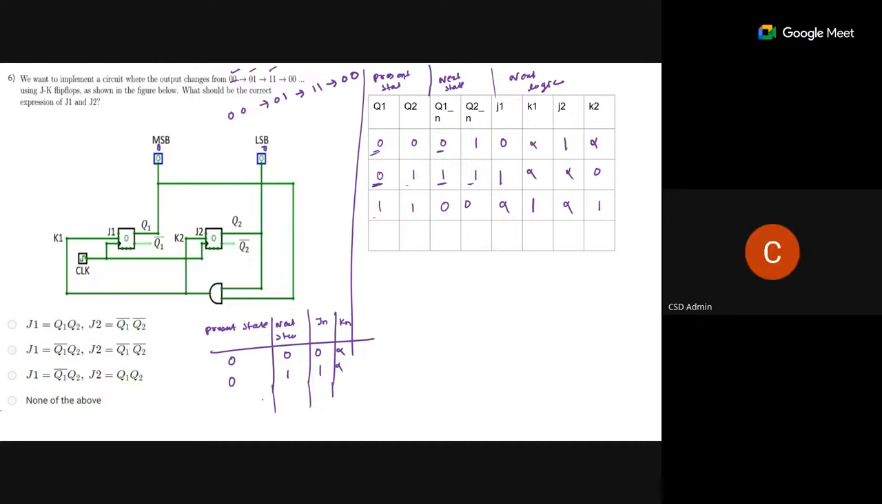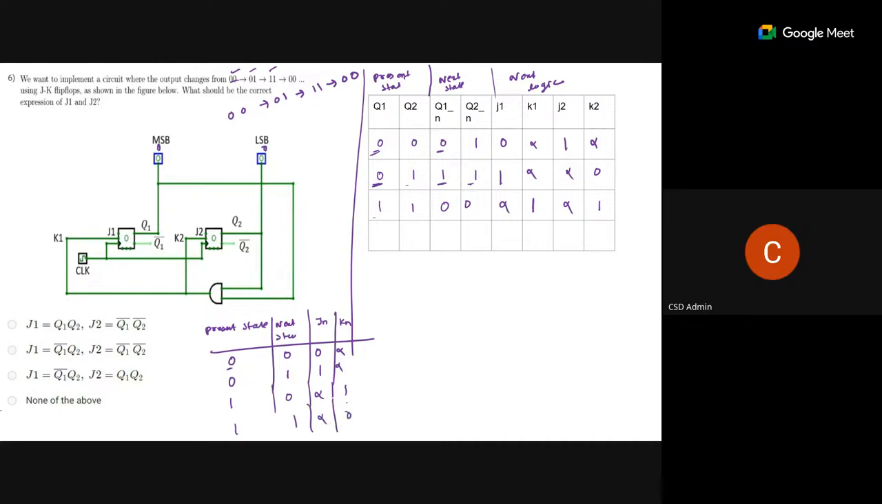For 0 to 0 and 0 to 1, we only get J as 0, which is why it's 0 and don't care. If the present state is 0, then we want to find the next state. What will be the value of J and K? It can be 0, 0 or 0, 1, therefore 0 and don't care. For 1, 0, it will be don't care and 1. For 1, 1, it will be don't care and 0, right?